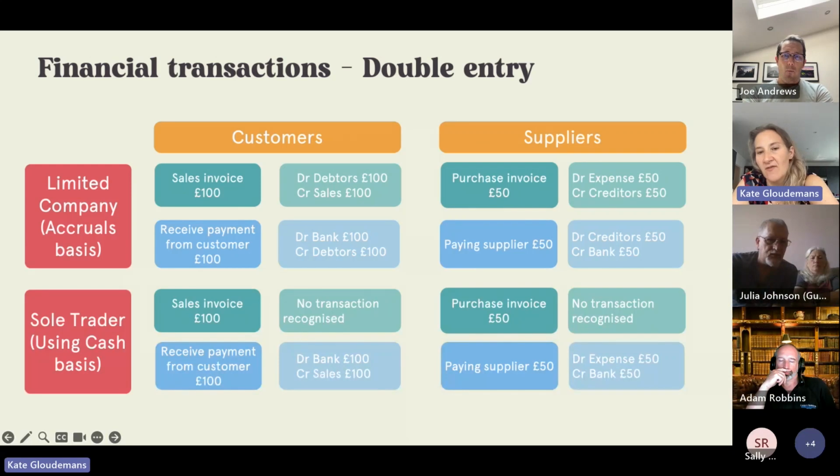As and when you receive money from that customer, there's another double entry that takes place. First of all, you get the money into your bank, and then you can see that that debtor is reduced by the same £100. So they no longer owe you the money, and you've got the money in the account. If you're a sole trader, that first transaction would never happen. You would only recognise one transaction when you receive payment, and that would just be a simple debit bank, credit sales. Does that make sense?